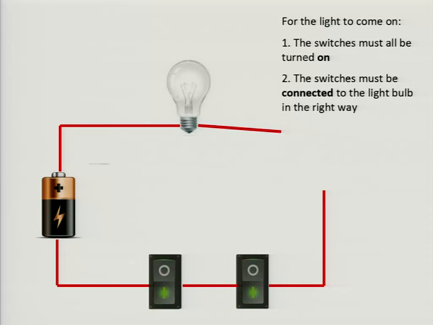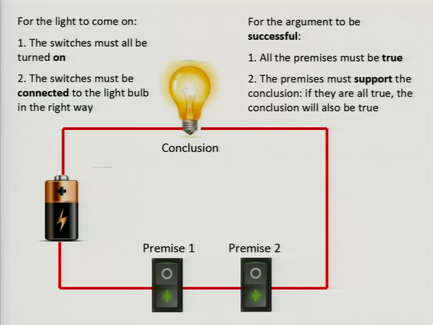And we can see that if the switches are turned on and the connection is severed, nothing is going to happen. Again, fairly trivial and obvious. Both conditions have to be fulfilled for the light bulb to go on. So the analogy to arguments is that the premises have to be true, they have to support the conclusion, and if both things are fulfilled, then we have a sound argument.